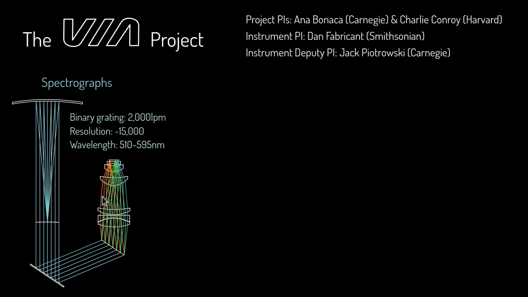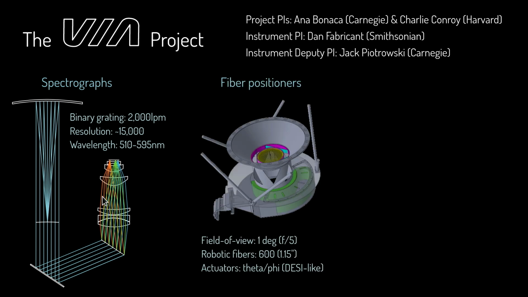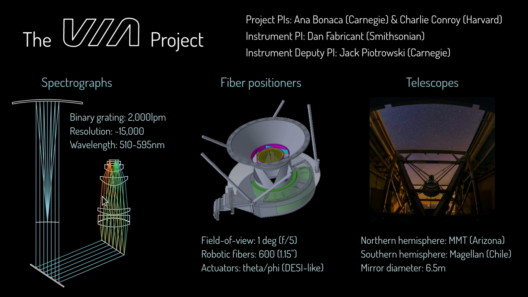The plan is then to couple these spectrographs on a fiber positioner system. This will have robotic fibers, 600 of them, spread over a 1 degree field of view. And we'll be using the Theta Phi actuator technology, which is very quick to reconfigure, so really have very smooth and efficient survey operations.